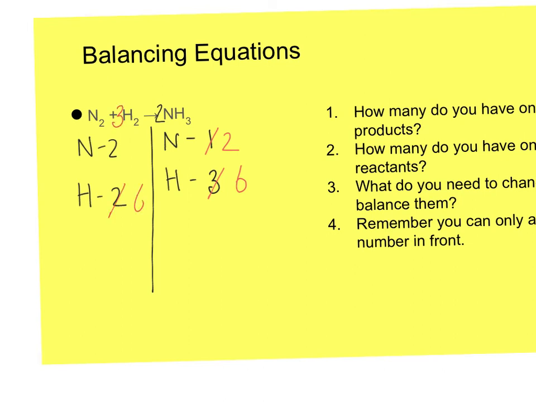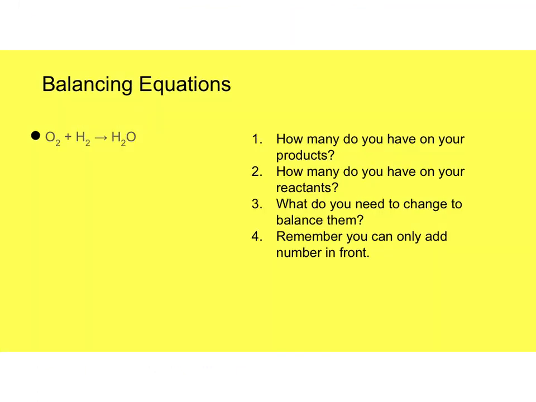So 3 times by 2 would give me 6. Okay, and that's how we balance equations. You can only put numbers in front. And it is hard. We're going to do another one together and then I'm going to leave you a couple to practice.